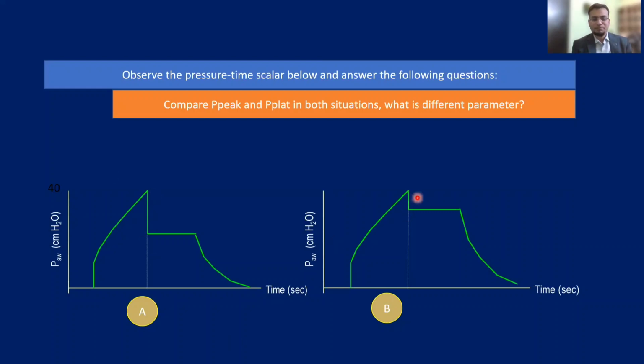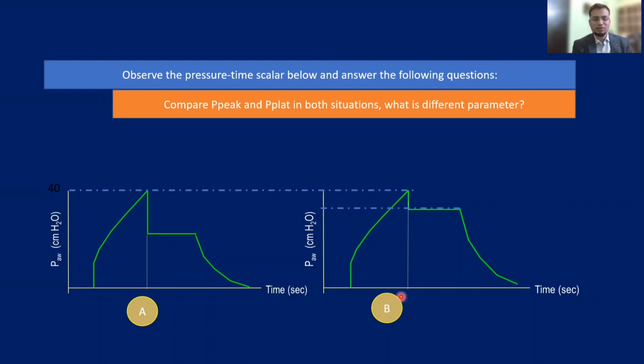And here the peak pressure is the same, but there is an increase in the Pplat. So the problem over here is in the alveoli. This is scenario B. Here the Pplat is increased, probably related to a problem with lung compliance. Here the difference between the PIP and Pplat is narrow. So the problem is not a resistive one.